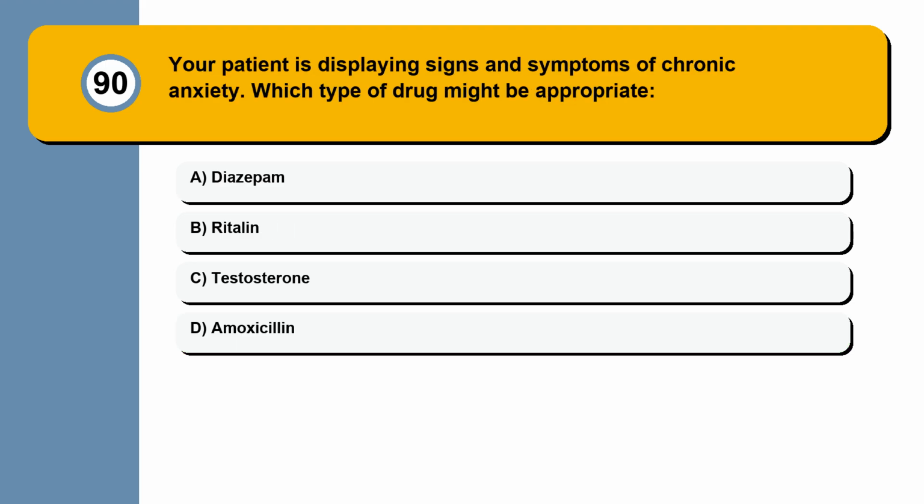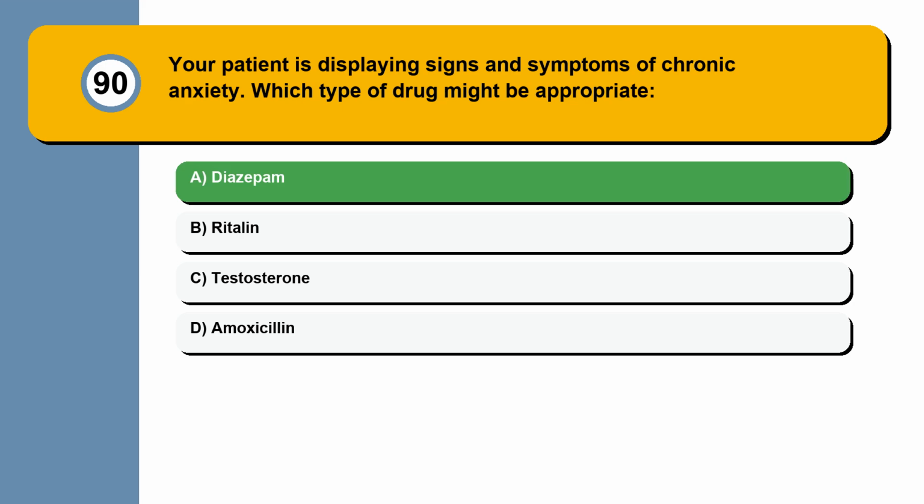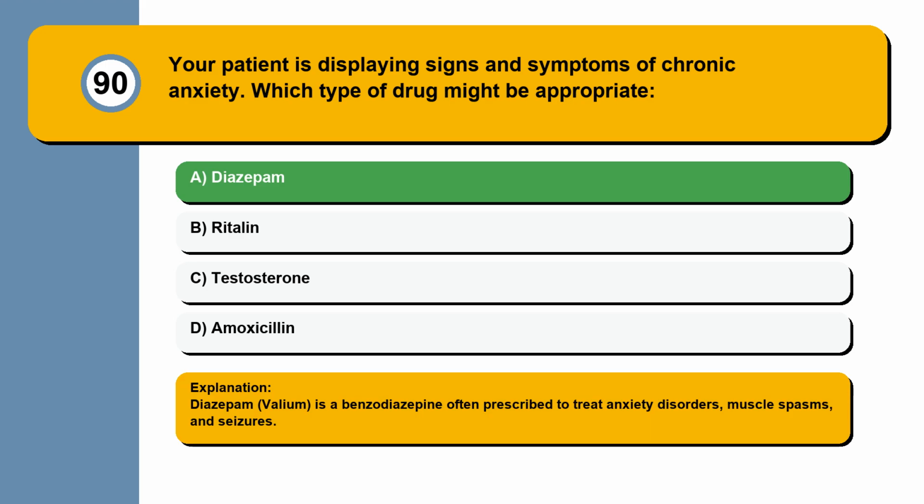Question 90. Your patient is displaying signs and symptoms of chronic anxiety. Which type of drug might be appropriate? Here are your options. Option A, diazepam. Option B, Ritalin. Option C, testosterone. Option D, amoxicillin. The correct answer is option A, diazepam. Explanation. Diazepam, Valium, is a benzodiazepine often prescribed to treat anxiety disorders, muscle spasms, and seizures.